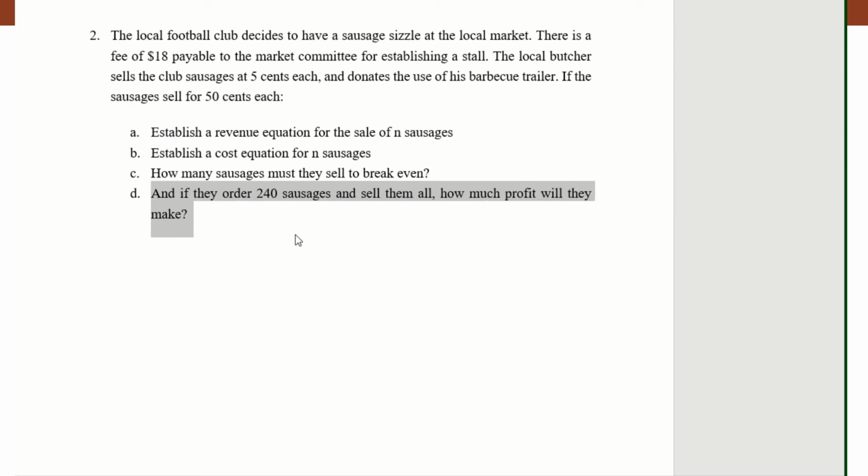So how to find profit? Profit is basically R minus C. So you can take your revenue equation, which is 0.5N, minus your cost, which is 0.05N plus 18. So your profit equation, in other words, is 0.45N minus 18. So you just take 240 and put it inside here and you will get the answer.